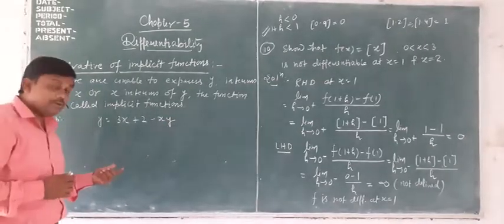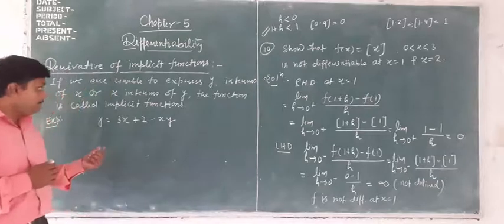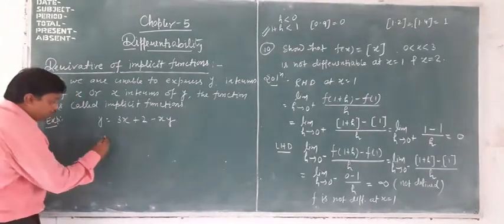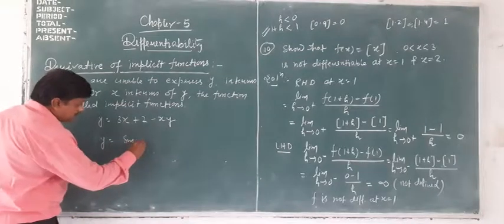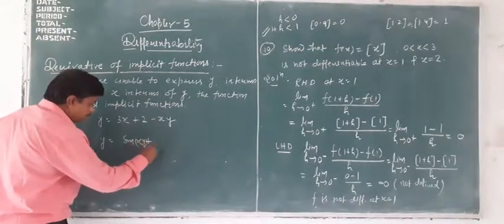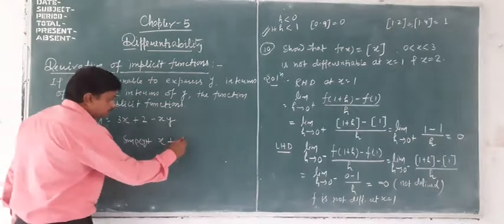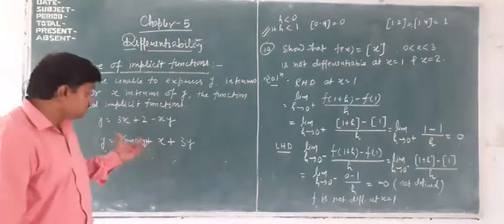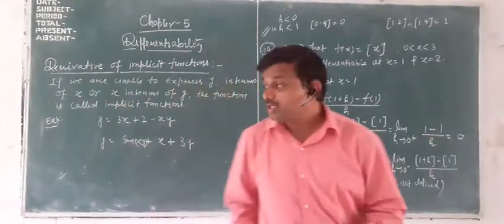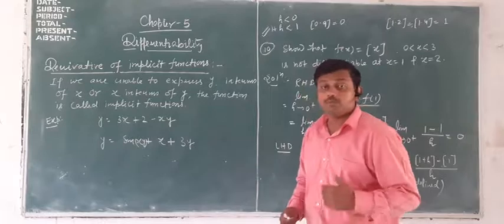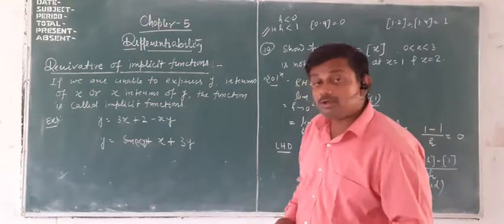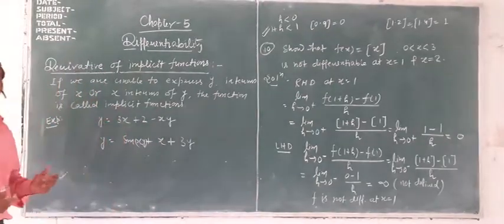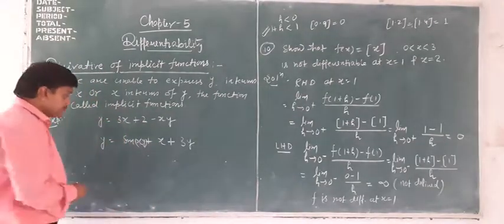So here we cannot express x in terms of y, or y equal to sin x plus sin xy plus x plus 3y. In these examples, y cannot be expressed in terms of x, or x cannot be expressed in terms of y.